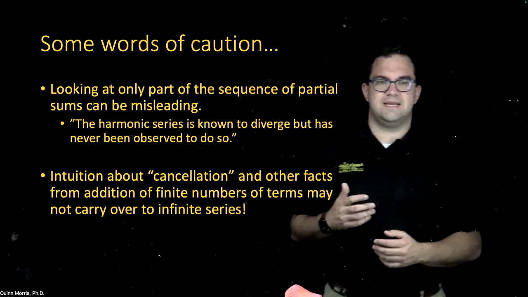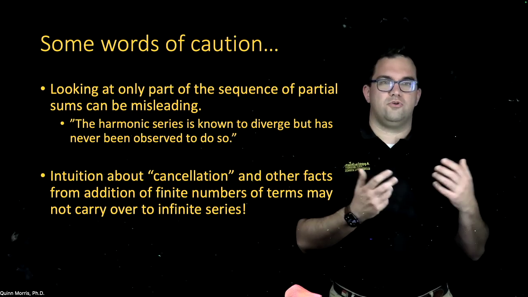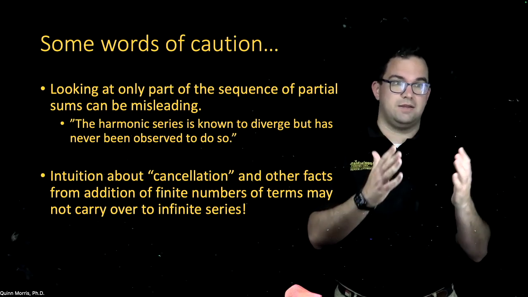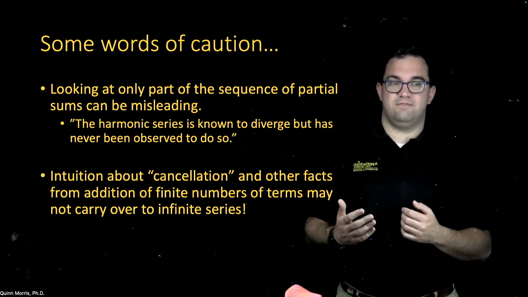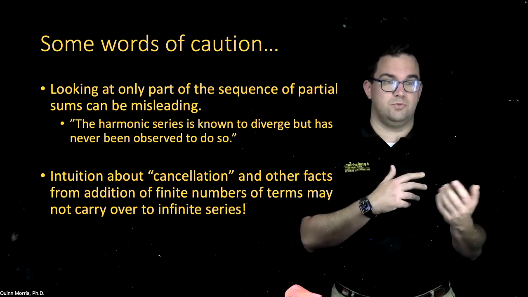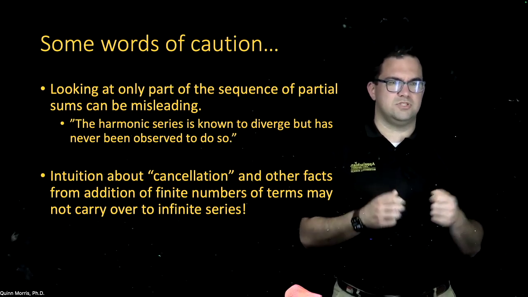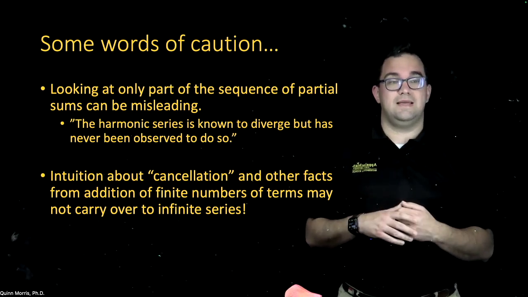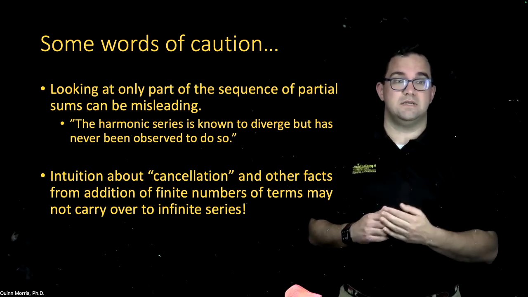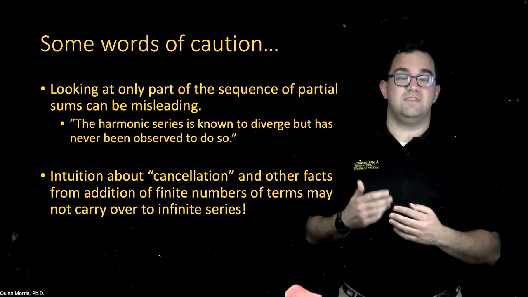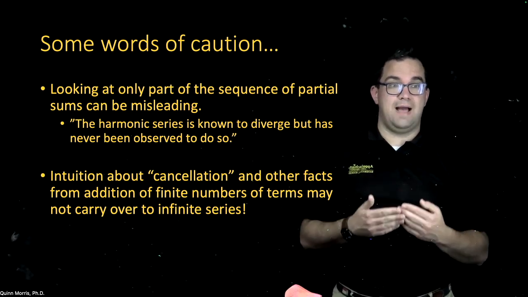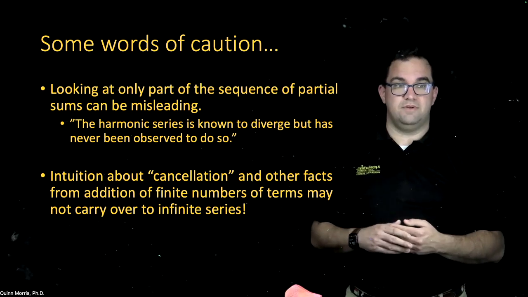The second word of warning is that the intuition about cancellation or other facts of addition that you know are true for finite sums, when you have a finite number of terms you're adding together, may not carry over to infinite series. Like that example we saw where we were adding together -1 + 1, -1 + 1, -1 + 1. We have to be careful about applying notions of cancellation because those can lead us astray. At the end of the day, right now, what we can do is go back to the definition of convergence of an infinite series. An infinite series converges if the sequence of partial sums converges. And so for now, those are the tools we have and can fall back on when we need to try and determine whether or not an infinite series converges.